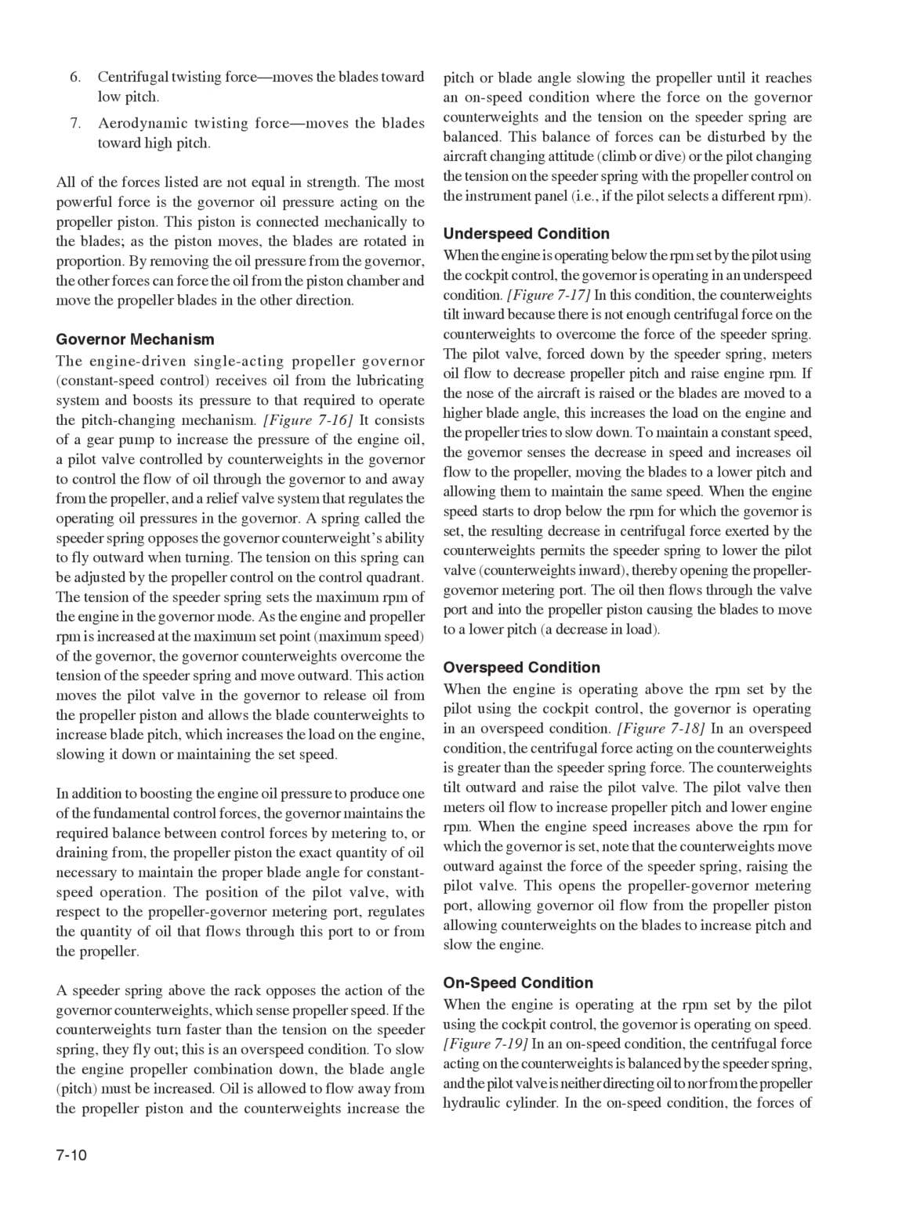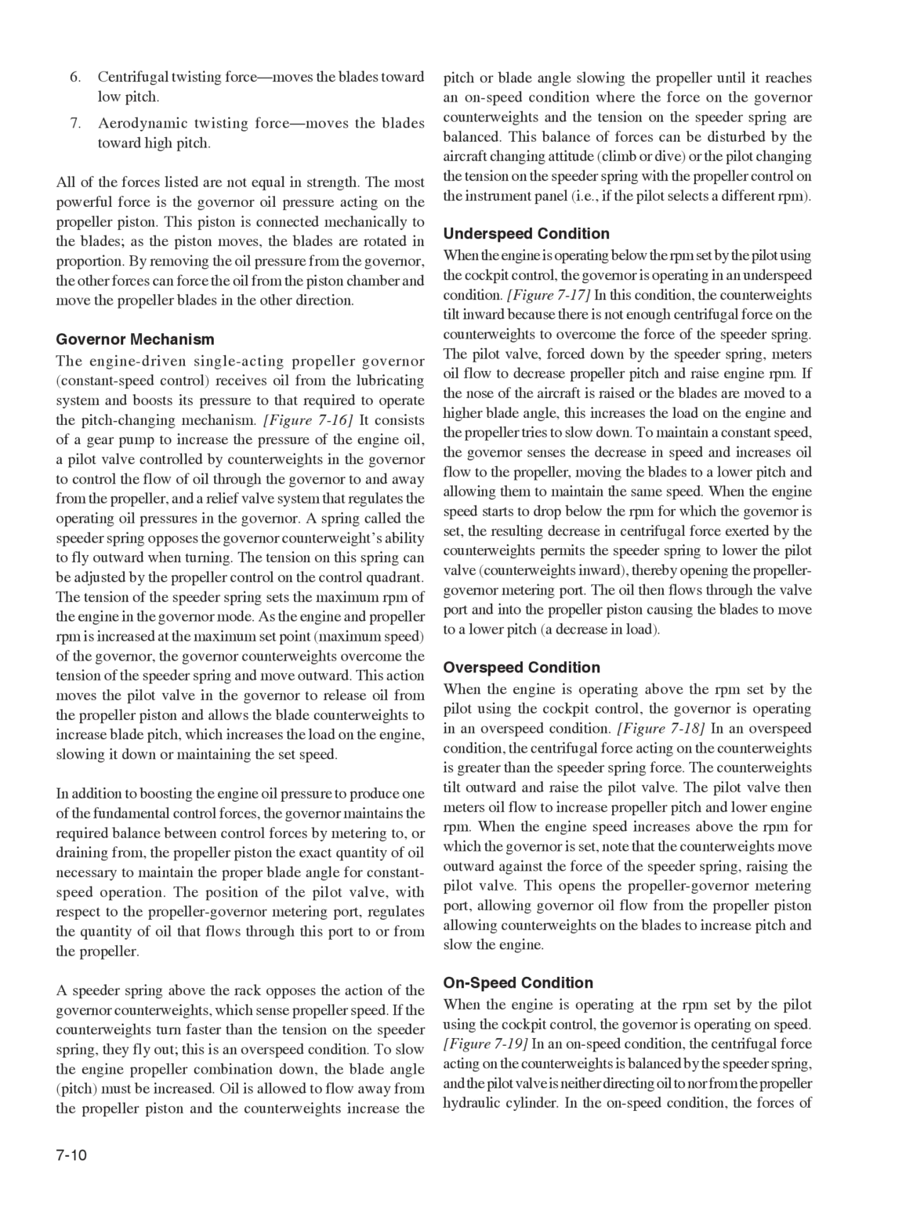Underspeed condition: when the engine is operating below the RPM set by the pilot using the cockpit control, the governor is operating in an underspeed condition. Figure 7.17, in this condition, the counterweights tilt inward because there is not enough centrifugal force on the counterweights to overcome the force of the speeder spring. The pilot valve, forced down by the speeder spring, meters oil flow to decrease propeller pitch and raise engine RPM.